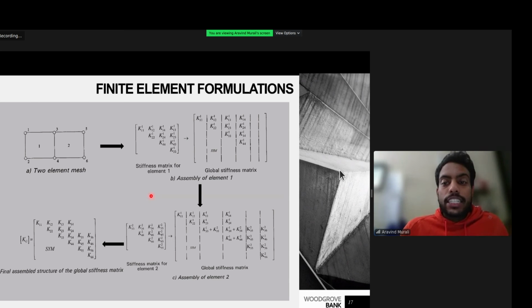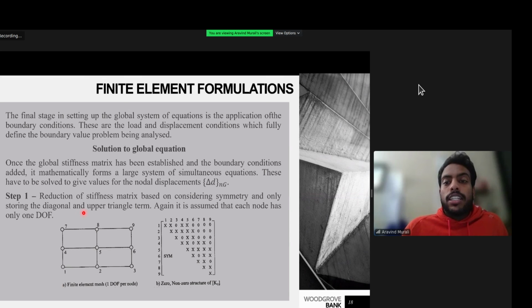The global stiffness matrix is obtained by accumulating the individual elemental contributions after considering the common degrees of freedom. So, hence, the final obtained global stiffness matrix contains elements after neglecting the elements which are similar due to symmetry and singularity of the stiffness matrix. Then we apply the load and displacement restrictions to the fully defined boundary value problem that has to be analyzed. Once the global stiffness matrix has been established, it has to be reduced into a smaller system of simultaneous equations, which are easier to handle.